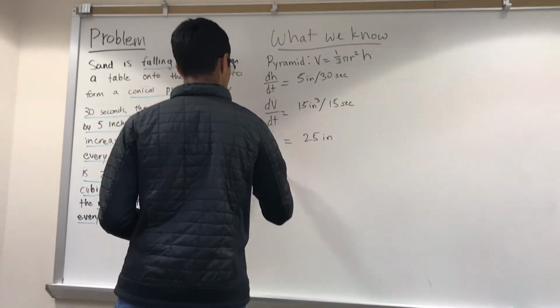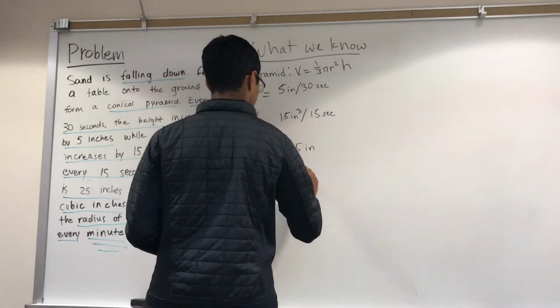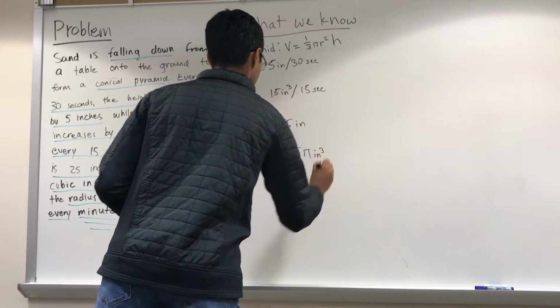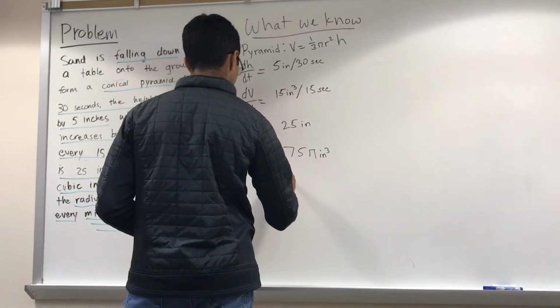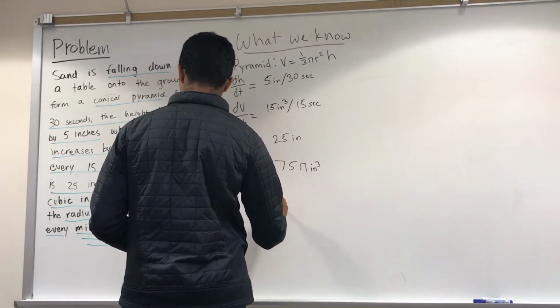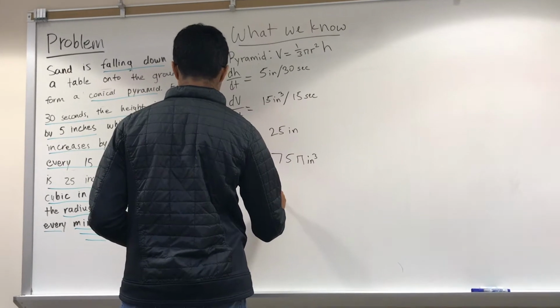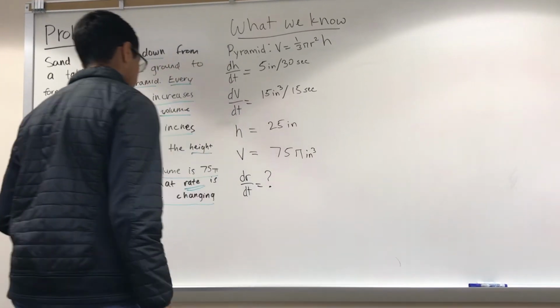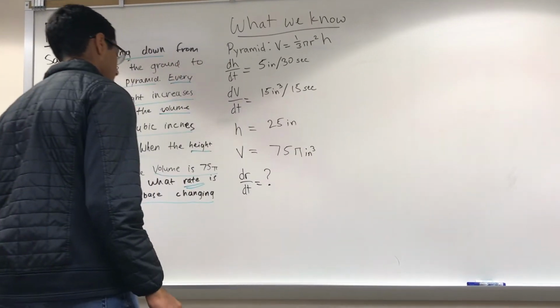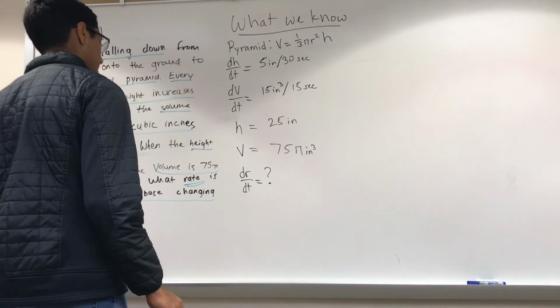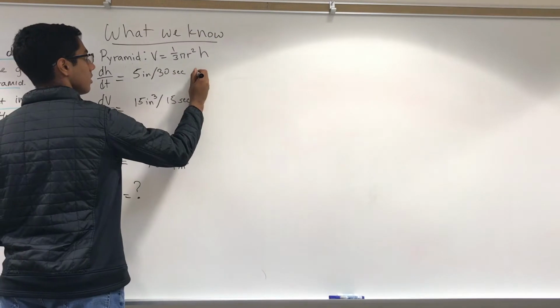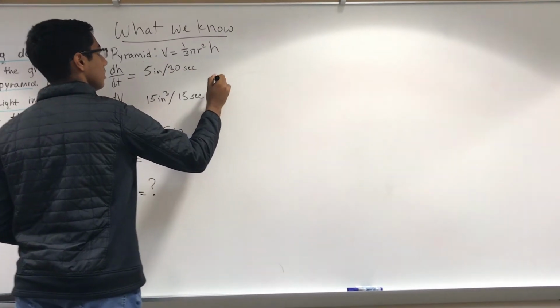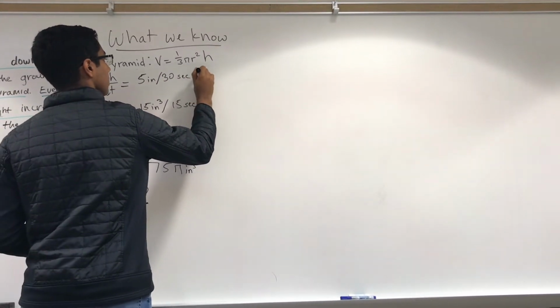We know the height is 25 inches, and the volume is 75 pi cubic inches. Knowing these variables, what are we trying to find? We are trying to find the rate of change of the radius of the base every single minute. This would be dr/dt. So question mark for dr/dt, because that's what we're trying to find. Because we're trying to find this in minutes as our unit, we need to convert seconds into minutes.